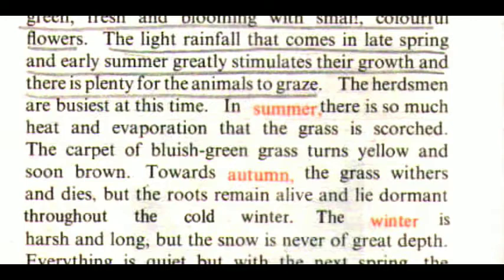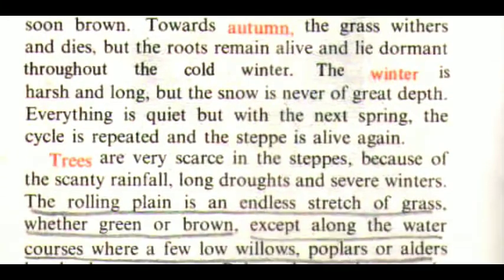In summer, there is so much heat and evaporation that the grass is scorched. The carpet of bluish green grass turns yellow and soon brown. Towards autumn, the grass withers and dies, but the roots remain alive and lie dormant throughout the cold winter. The winter is harsh and long, but the snow is never of great depth. Everything is quiet, but with the next spring, the cycle is repeated and the steppe is alive again.